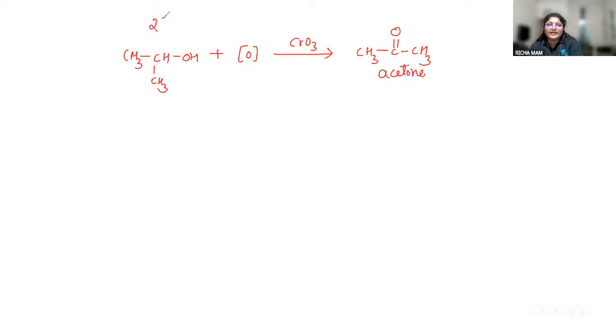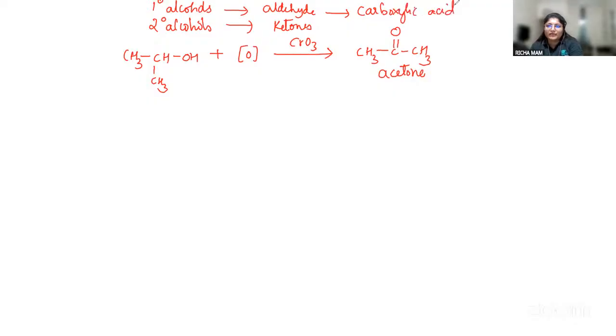So secondary alcohols are converted into ketones upon oxidation. And primary alcohols are converted into aldehydes, and if I go further, I convert them into carboxylic acids. You have to remember this. So these are the oxidation reactions. Let us see the next one, oxidation of tertiary alcohol. If I take a tertiary alcohol, I hope you are paying attention.